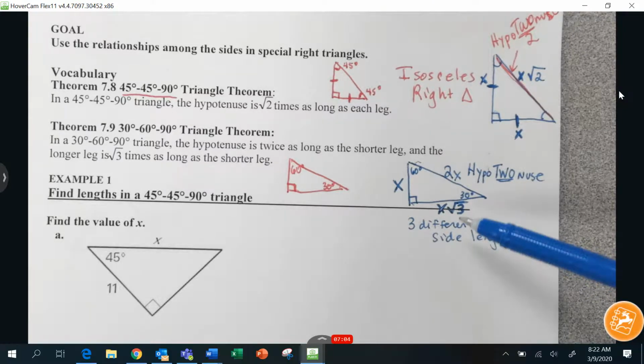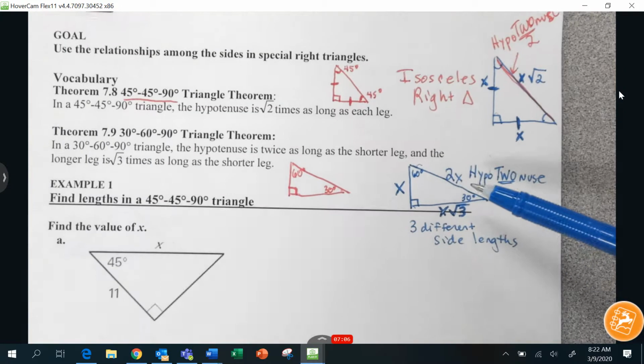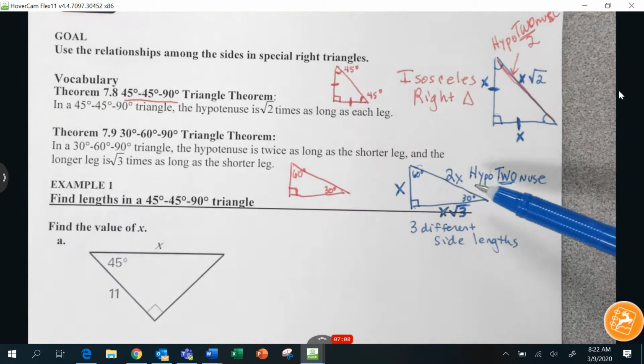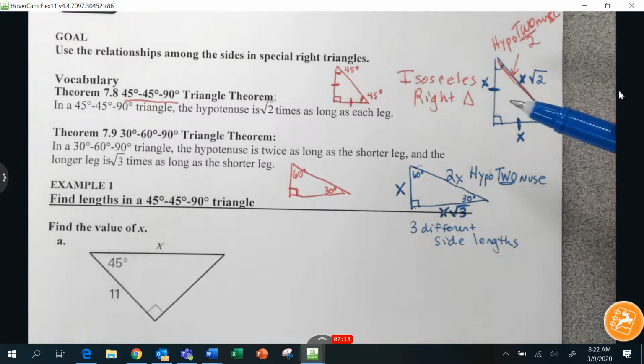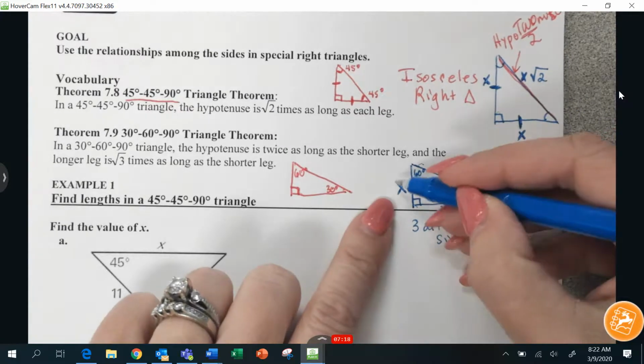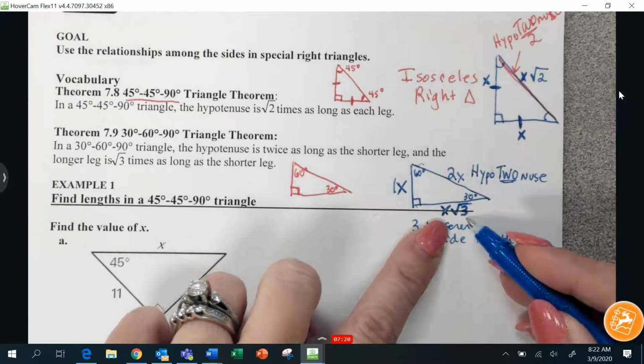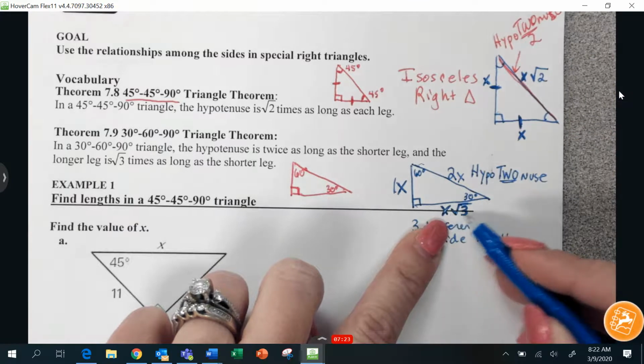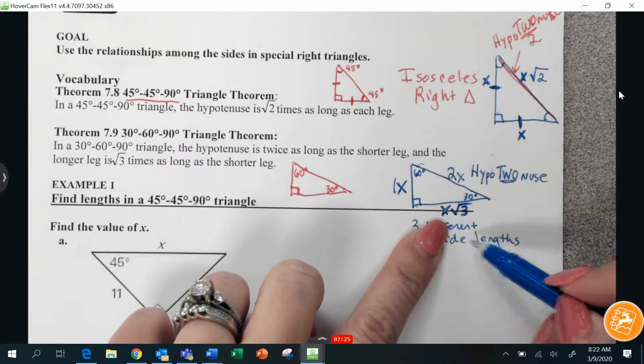Now, how can I remember this one? So the hypotenuse is the longest side. The hypotenuse has the 2 in it. There's 3 different sides. There's 3 different lengths. So I've got a 1x, a 2x, and I don't have a 3x, but I have an x radical 3. But that's kind of like a 1, 2, 3.